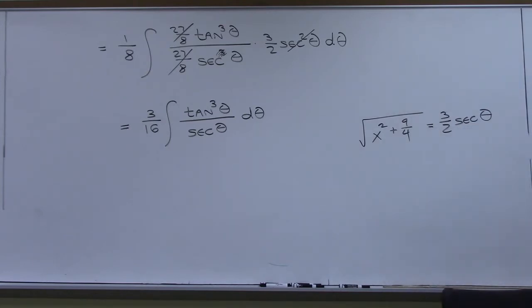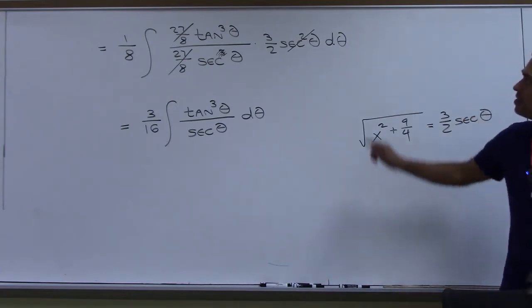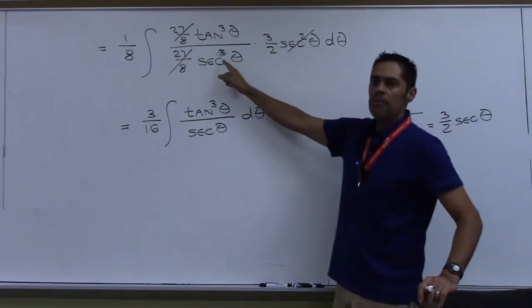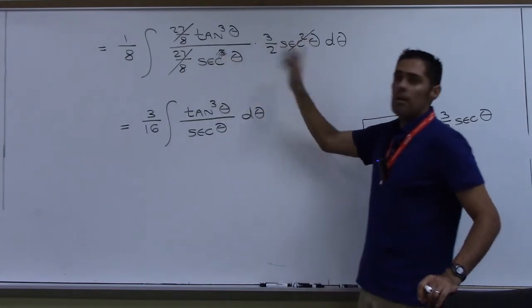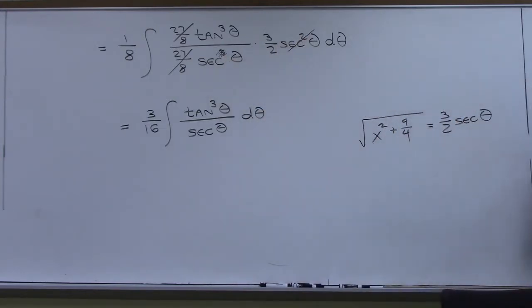Did y'all make progress? The secant squared here canceled with 2 of the factors of secant. There were 3 secants down here, right? So 2 of them went away. You should have 1 down there. We do use them at the end, right? I don't know. We're about to find out.